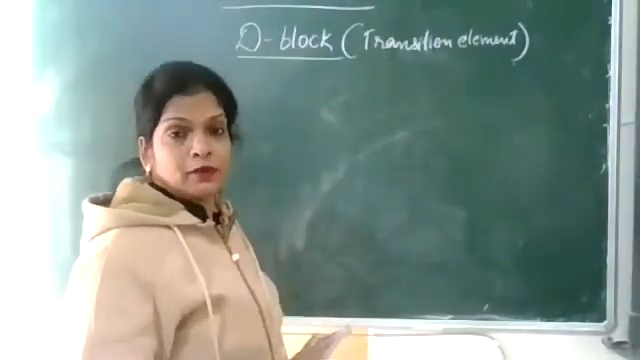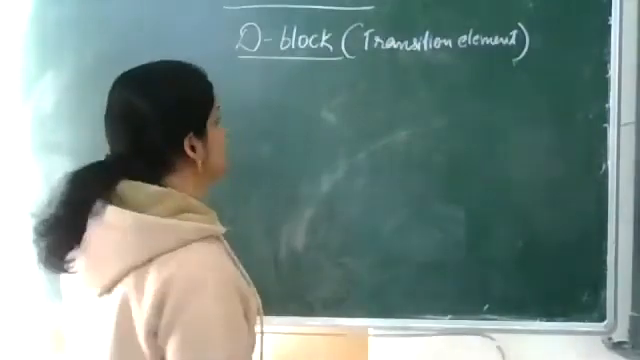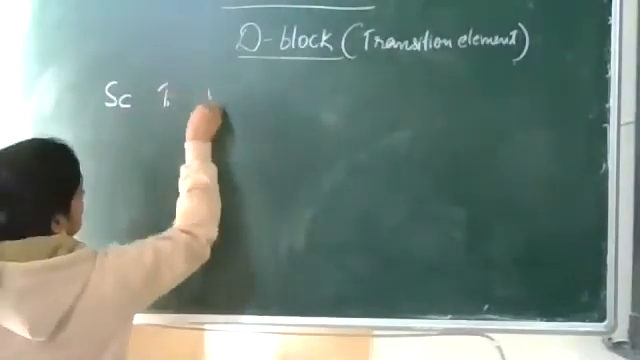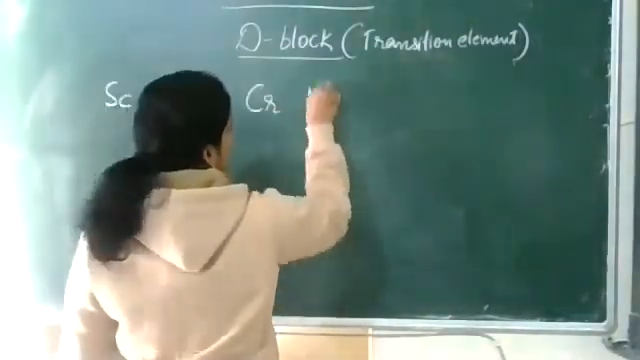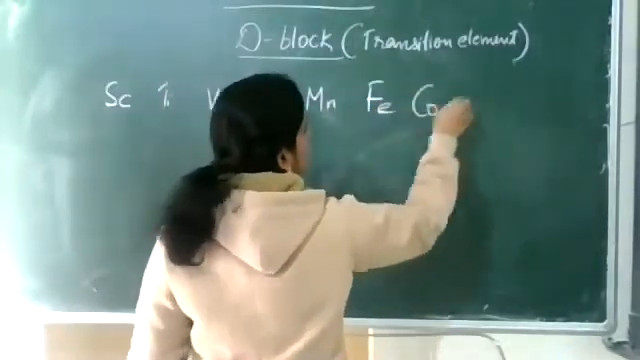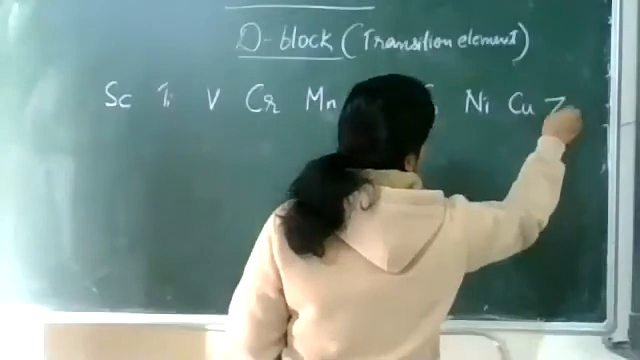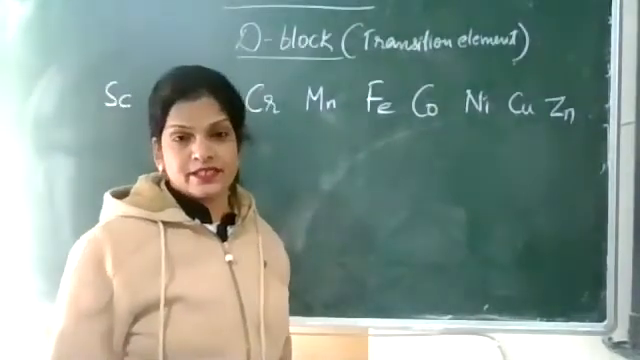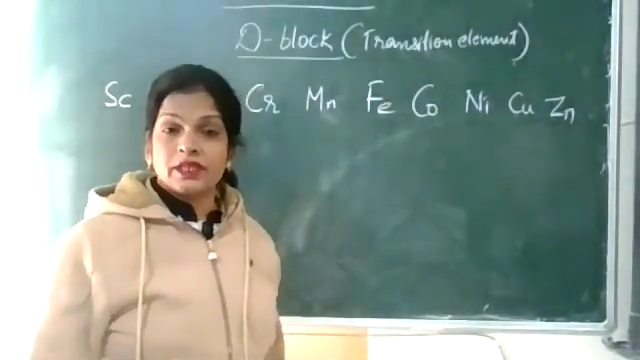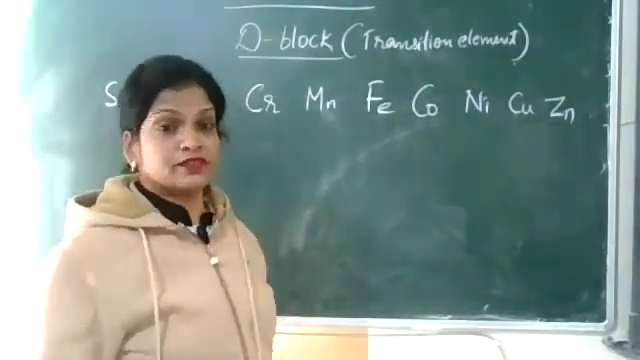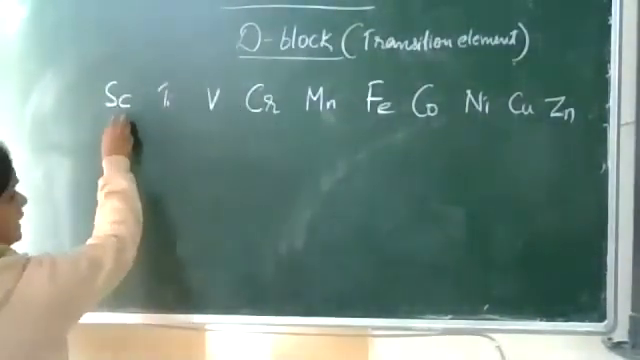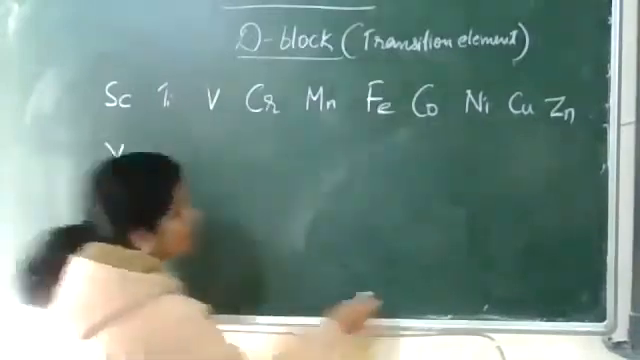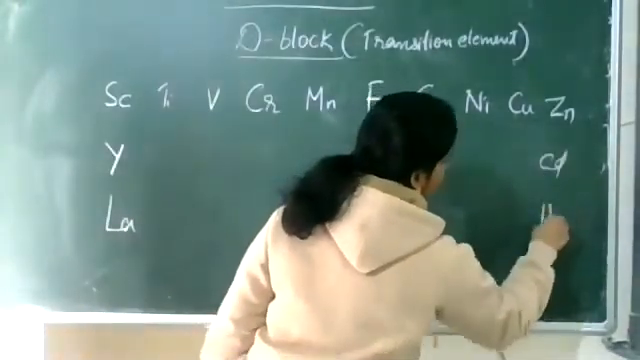First we'll be dealing with D block elements, and then we'll go to F block elements. D block, first transition series: scandium, titanium, vanadium, chromium, manganese, iron, cobalt, nickel, copper, zinc. This is the 3D series, where 3D orbitals are progressively filled. Next, yttrium to cadmium, lanthanum to mercury.